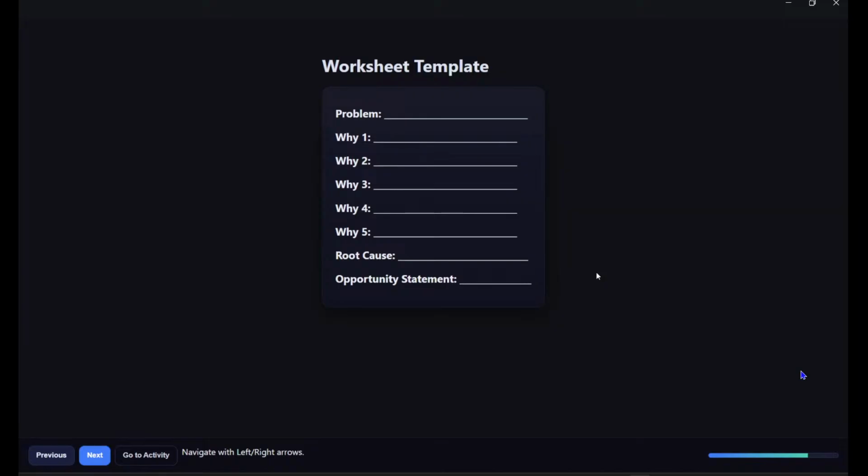For the problem, opportunity statement one: how might we build a low-cost offline or online learning platform with localized content? Yes, that's good. And how might we train teachers with digital interactive methods? Yes. So this is how we can solve the problems.